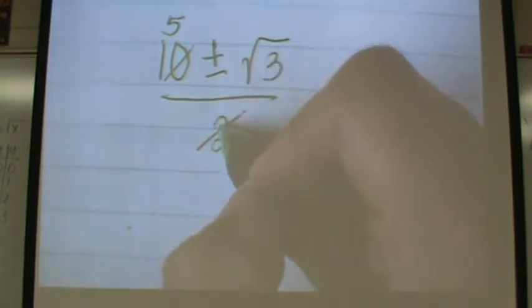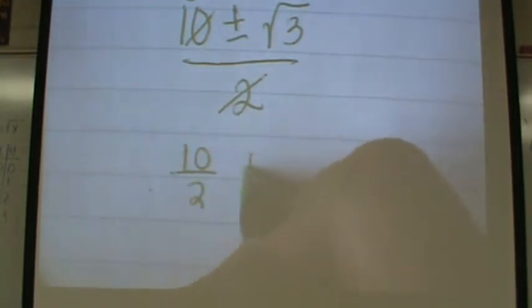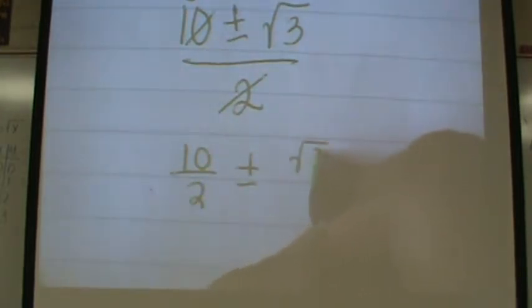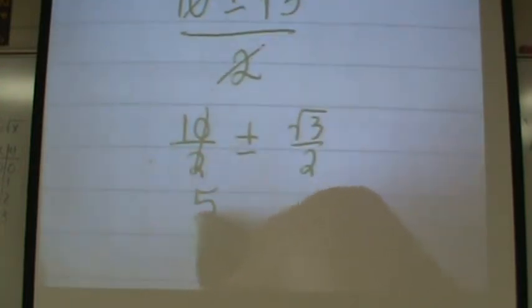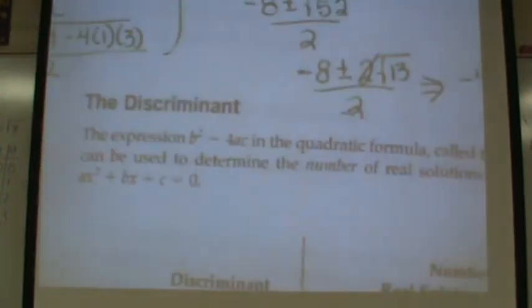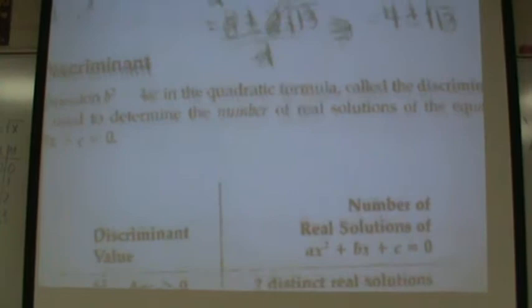But not unless you have something to cancel with here. You can't do that. Now what you could do is break it up. You could write 10 over 2 plus or minus root 3 over 2, and then you could say this is a 5, and then break it up that way. That's okay. But you can't cancel unless you can cancel both. All right. Next.